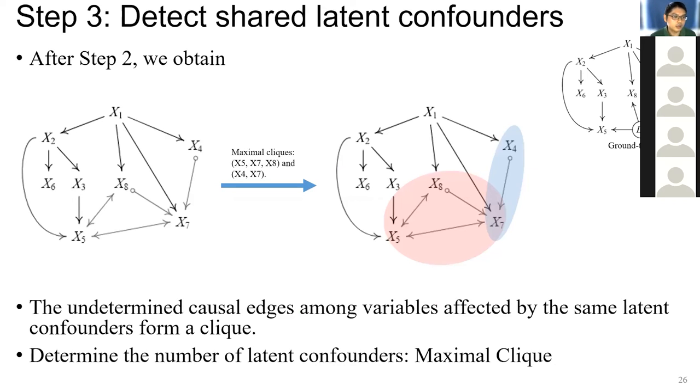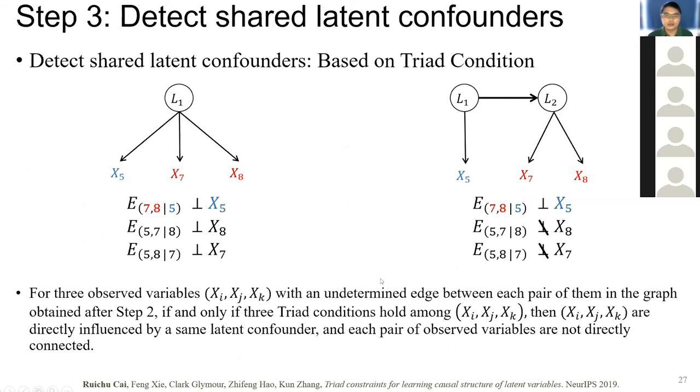Okay. To detect the shared latent confounder, we introduce the maximal clique. We found that the undetermined causal edges among variables affected by the same latent confounder come from a clique. In this graph, we can see that there are two maximal cliques among them. They are X5, X7, and X8, and another is X4 and X7. In each maximal clique, we can detect the shared latent confounders by the shared condition.